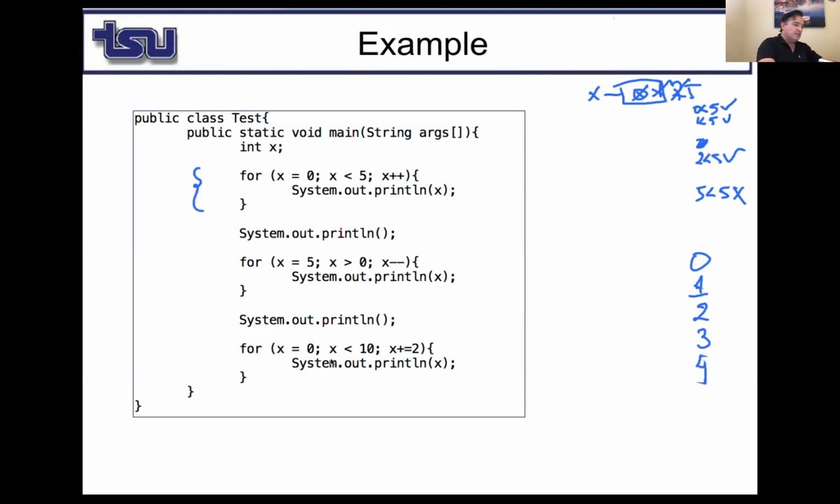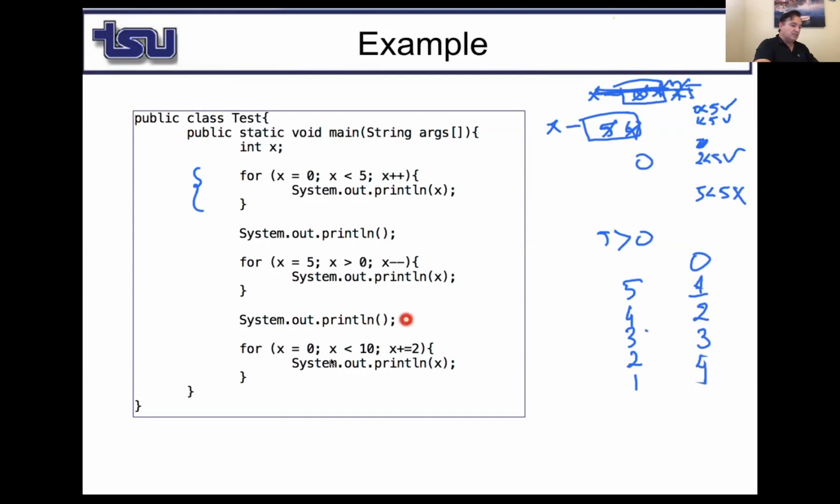In this one, X is now what? 5. The condition is 5 bigger than 0. Is this true? Yes, it will print 5. And then decrease x by 1. That means x will become 4. It will check the condition 4, 3, 2, and finally 1. It will print 1. And then it's going to decrease x by 1. X becomes 0. And 0 bigger than 0, it will stop. So 5, 4, 3, 2, and 1.